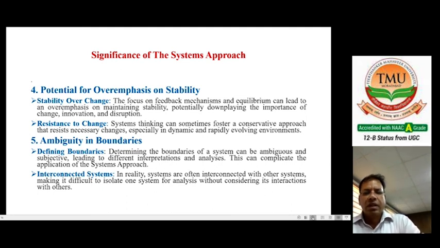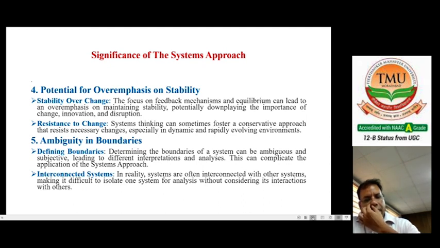Resistance to change. Systems thinking can sometimes foster a conservative approach that resists necessary changes, especially in dynamic and rapidly evolving environments. Ambiguity in boundaries: defining boundaries, that means determining the boundary of a system, can be ambiguous and subjective, leading to different interpretations and analyses. These can complicate the application of the system approach.